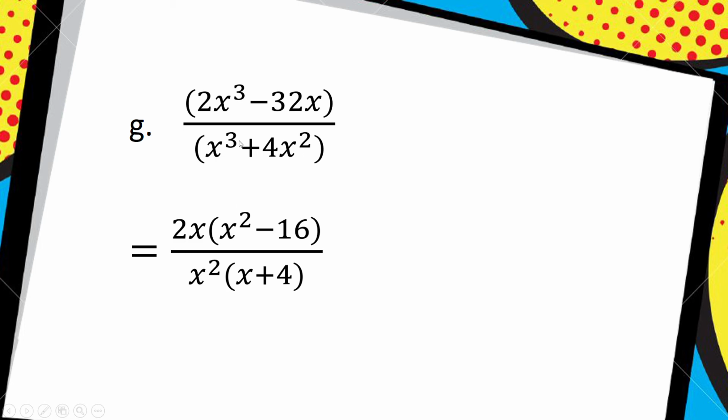Then for the bottom, I can't take out a number, but I can take out x squared. So if I divide through by x squared and take it out as the highest common factor, x cubed divided by x squared, I'm just left with x to the power of 1. And then 4x squared divided by x squared, the x squareds will cancel and I'm just left with 4. Alright, now you can see if you can cancel anything out.